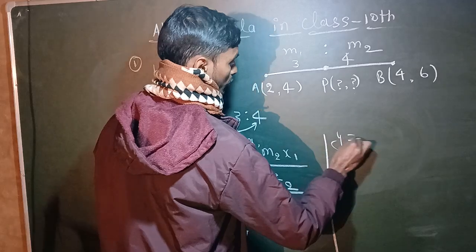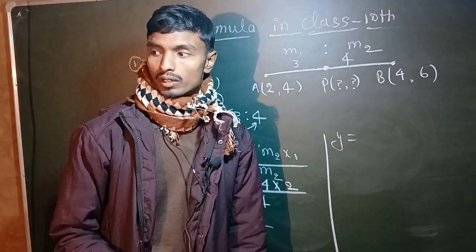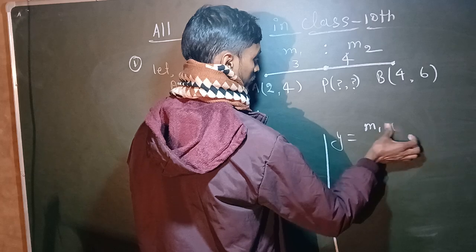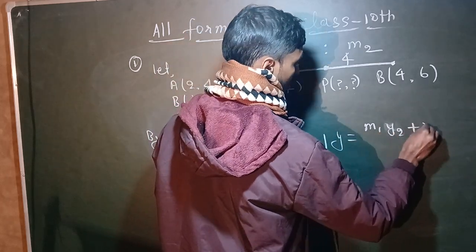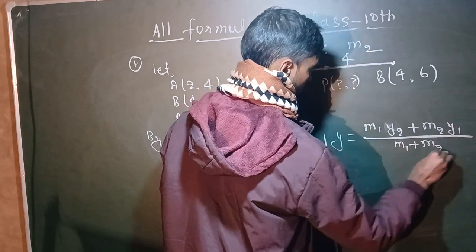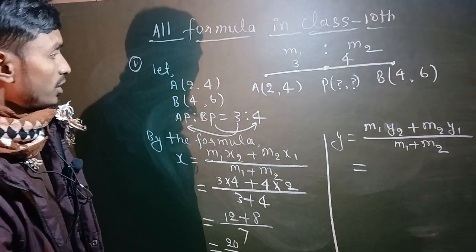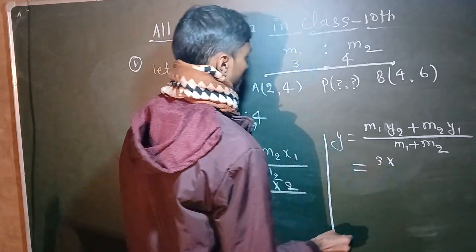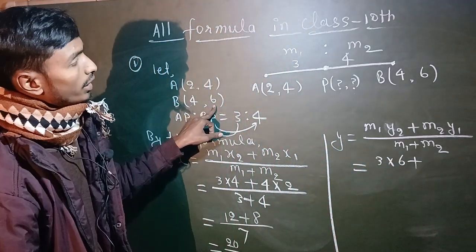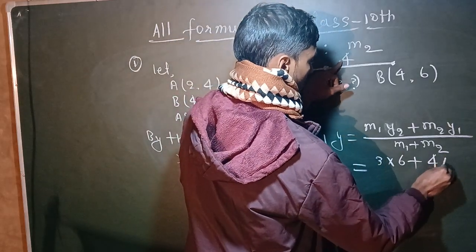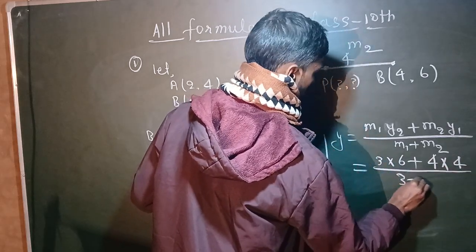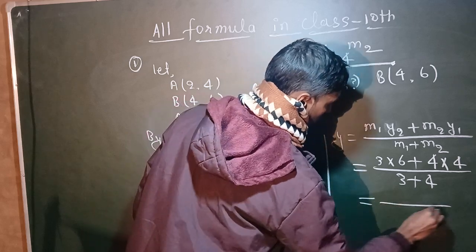And y coordinate. How will we find it? Formula is m1 y2 plus m2 y1 upon m1 plus m2. m1 value is 3 multiply y2 value is 6 plus m2 value is 4 and y1 value is 4 upon 3 and 4. Now we'll calculate 7.